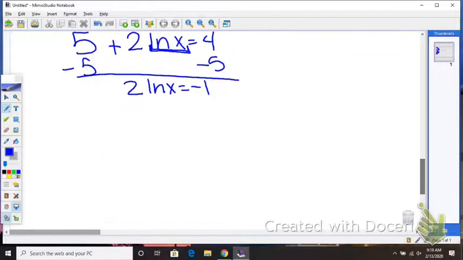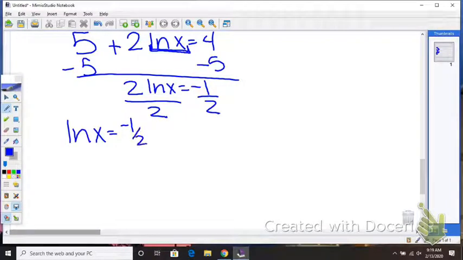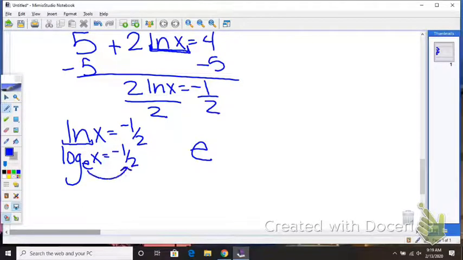Now what do I do? Divide by 2. So I have the natural log of x equals negative 1/2, or negative 0.5. However you want to write it. What did I say ln is equal to? Log base e. So I'm just going to rewrite this so we can see what the base is, so I can write it in exponential form. What's the base of my exponent going to be? e. So it's going to be e to the what power? Negative 1/2.